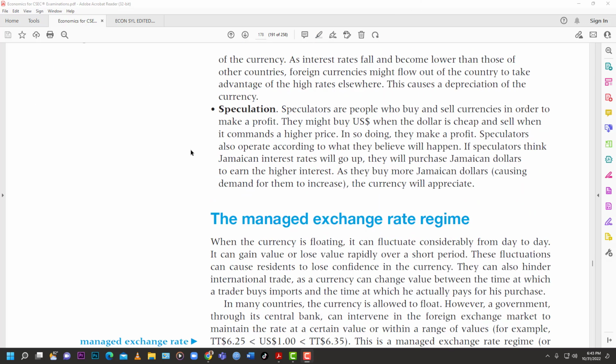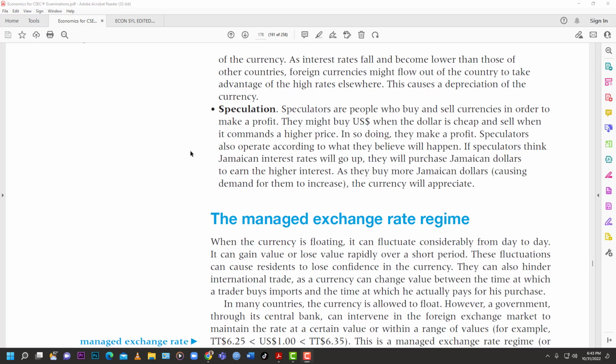And the last factor would be speculation. Remember I told you that there are persons who engage in the foreign exchange market, the forex traders, where they trade currencies. You know, you buy them when their value is low and you sell them when the value is high. So you get the difference between the buying and selling. That's your profit right there.